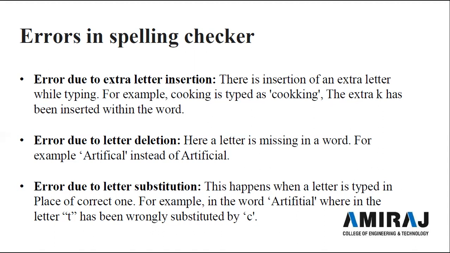Third one is error due to letter substitution. We write one letter instead of another one, right? So the correct letter is replaced by a wrong letter. This happens when a letter is typed in place of the correct one. For example, in the word artificial, there is no T, it is not TIAL, right? The T letter has been wrongly substituted by C.